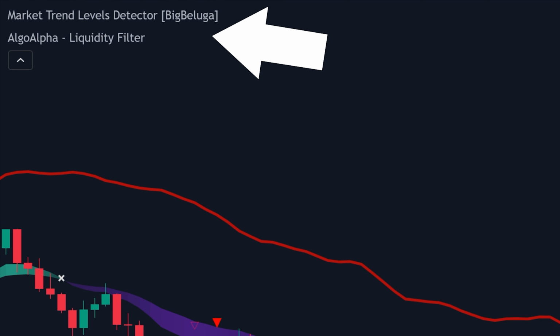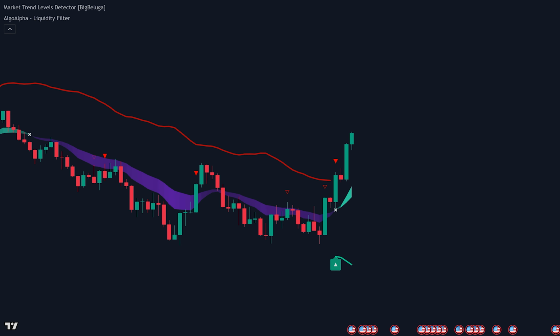Right here, we're using two indicators that work perfectly together to generate highly accurate buy and sell signals. Let's break down exactly how this strategy works. Starting with a buy setup.